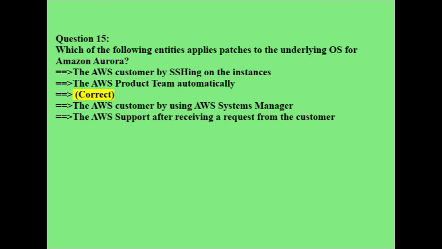Question 15. Which of the following entities applies patches to the underlying OS for Amazon Aurora? Option: the AWS customer by SSHing on the instances. Option: the AWS product team automatically. Option: the AWS customer by using AWS Systems Manager. Option: the AWS support after receiving a request from the customer. Hence correct answer is Option: the AWS product team automatically.